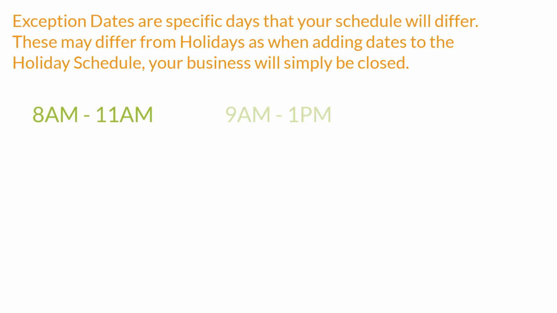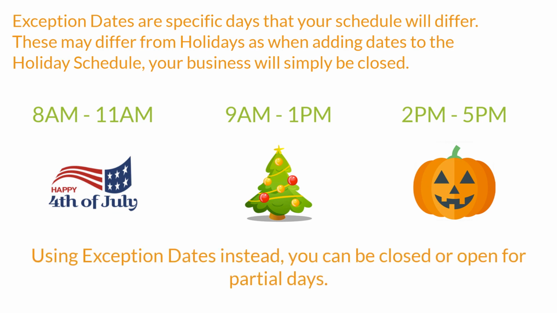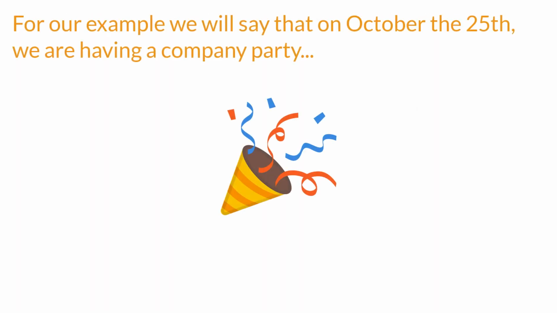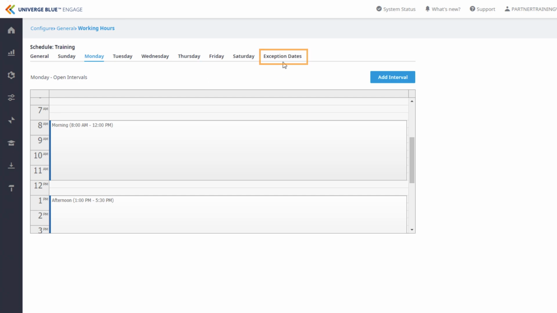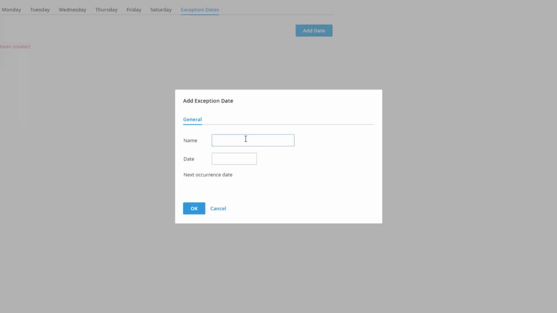Exception dates are specific days that your schedule will differ. These may differ from holidays, as when adding dates to the holiday schedule, your business will simply be closed. Using exception dates instead, you can be closed or open partial days. For this example, we will say that on October 25th, we are having a company party. Everyone will start work at 8 a.m., but we will be closing at 11 a.m. for the remainder of the day to celebrate. Choose exception dates. Click Add Date, give it a name and a date, and click OK.